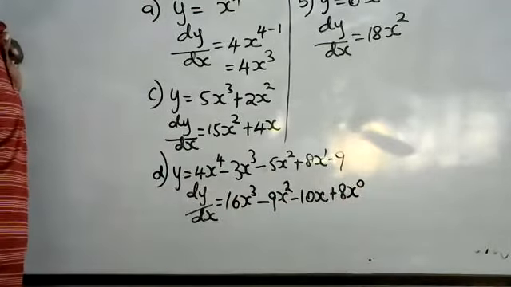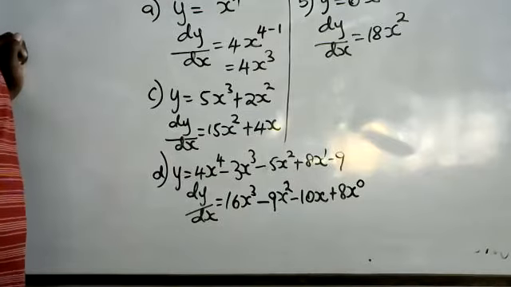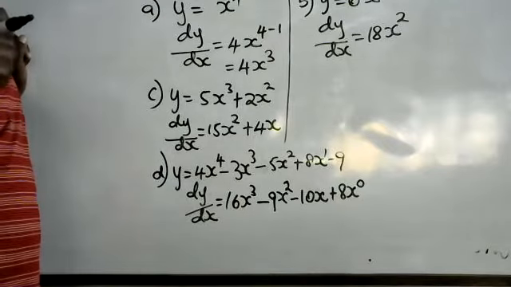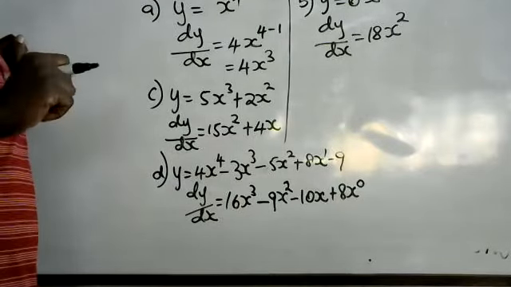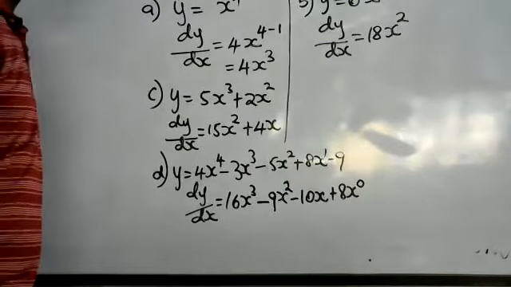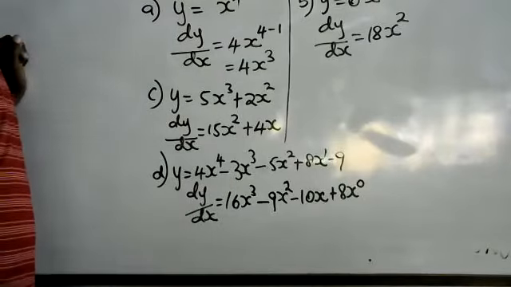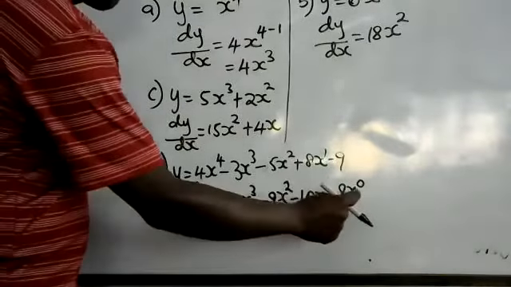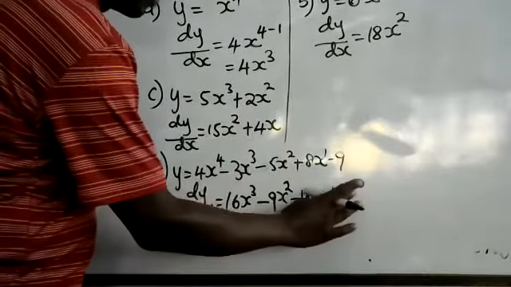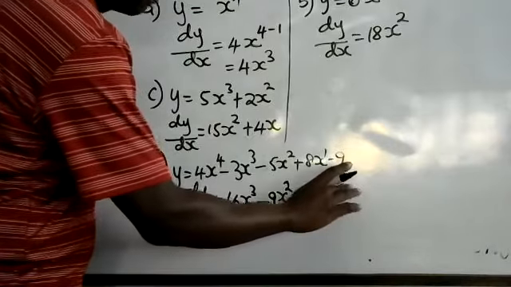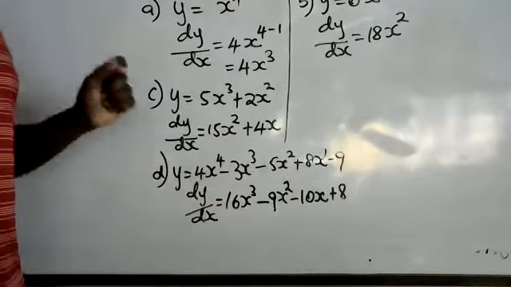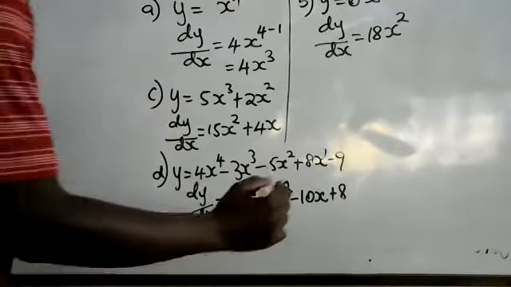At that point, I need to explain something. Any number or any letter that is raised to power 0, the answer is 1. Even if you try with your calculator, raise any number to power 0, the answer is 1. So x power 0 is equal to 1. 1 times 8 is 8. So because x power 0 is 1, and 1 times 8 is 8, we can simply have it as 8. And then we minus.